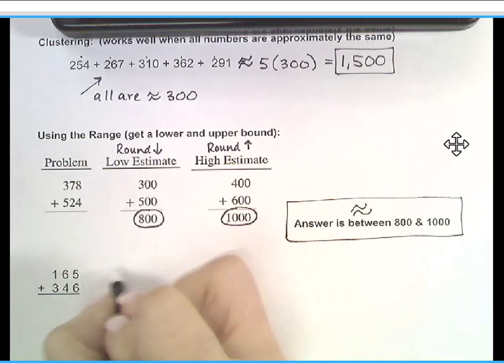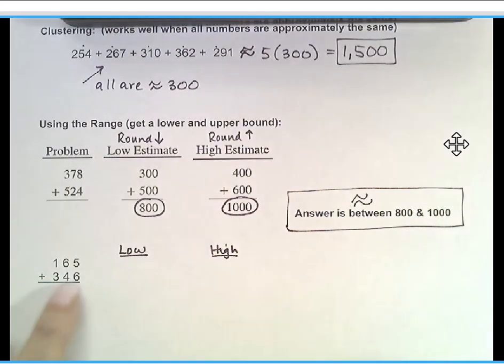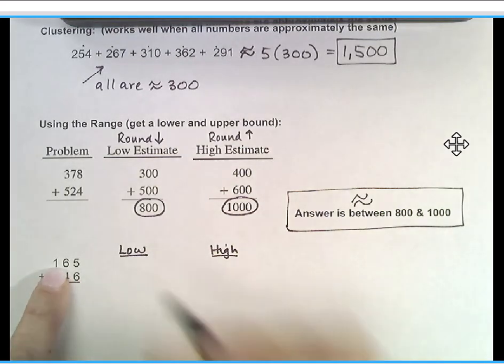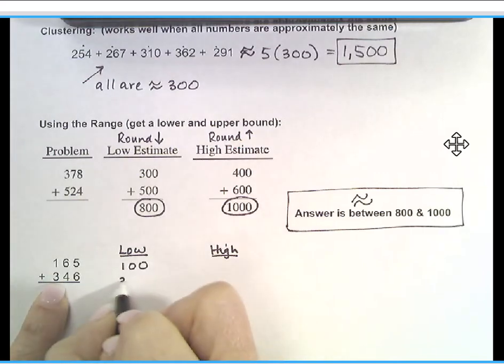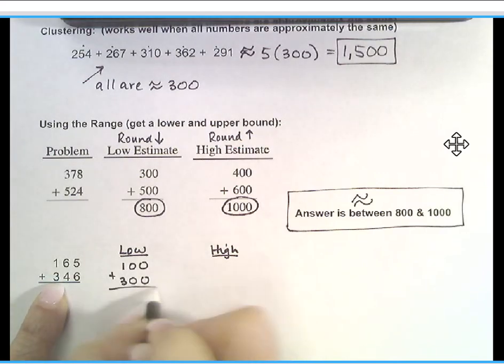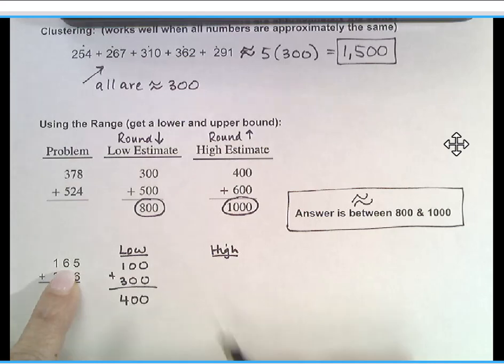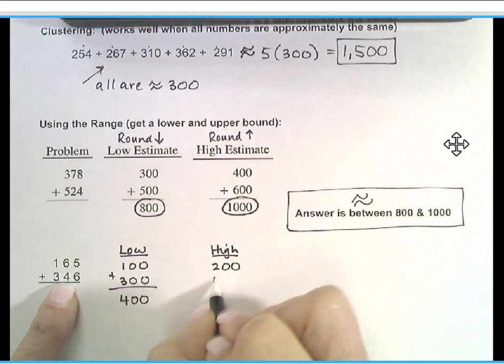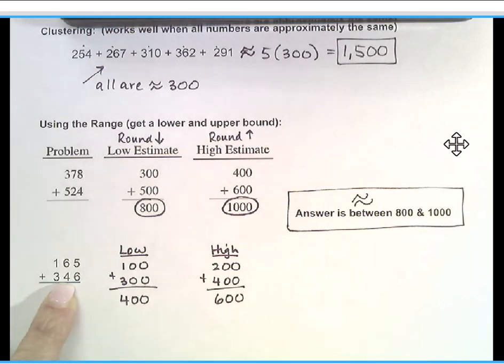Let's try it again. We'll do a low estimate and we'll do a high estimate for this next one. So if I want to do a low estimate, I'm going to round both numbers down. So 165, I'm going to call it 100. 346, I'm going to call it 300. If I add those, I get 400. So that's my low estimate. If I want to do a high estimate, I'll round both numbers up. So 165 will become 200. 346 will become 400. And I add those, and I get 600.